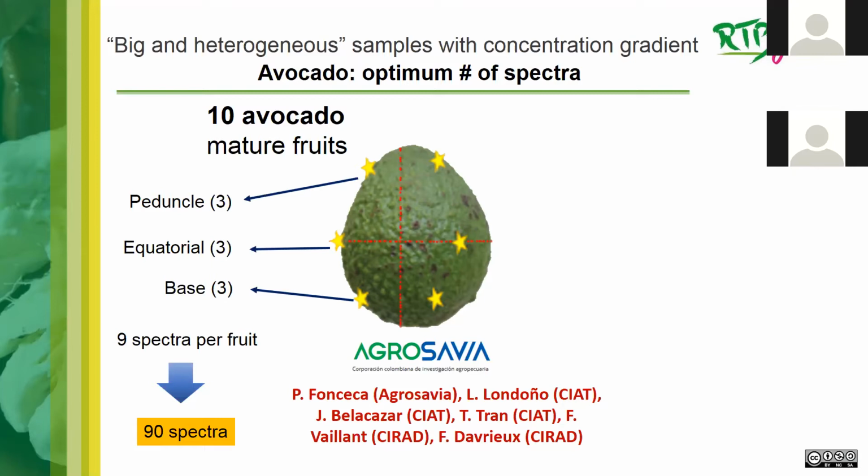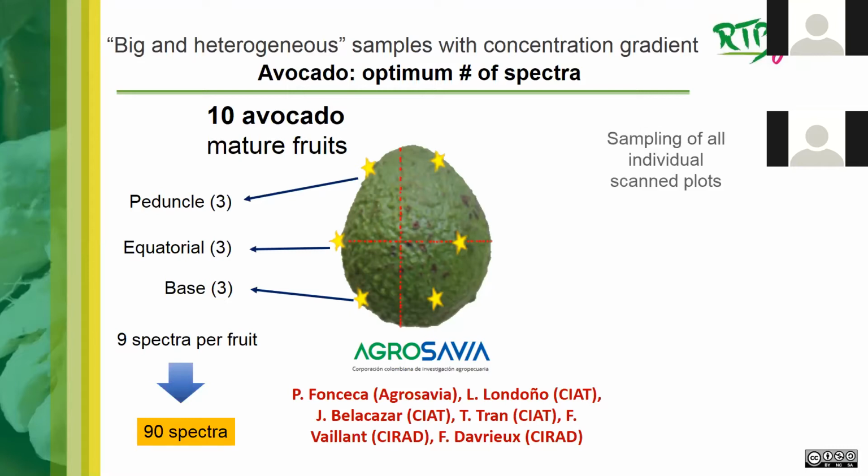For the experiment, we started with 10 mature avocado fruits. We scanned three zones in the fruit: peduncle, equatorial, and base zone. Here and here is the base zone. For each zone of the fruit, we did 3 spectra. So it means 9 spectra per fruit and a total of 90 spectra for 10 fruits.